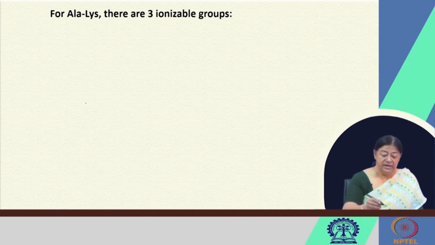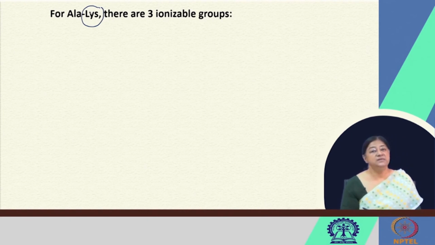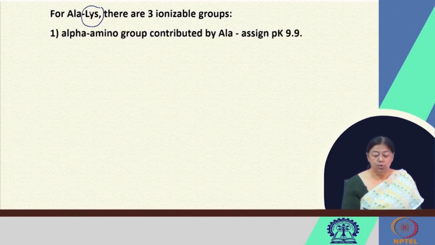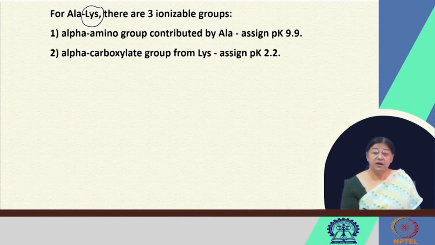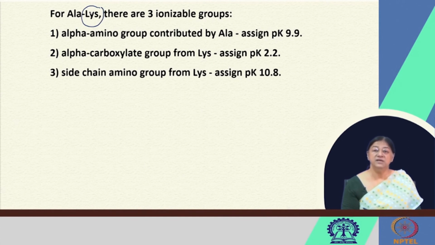And the third one is because lysine itself, being a basic amino acid, has an ionizable group as well, an ionizable side chain. So, we have an alpha amino group that is contributed by the alanine. We have a pK of 9.9 for that. The alpha carboxylate group from lysine, because the way we have written the dipeptide means that the lysine forms the C terminus. In addition to that, we have a side chain amino group from lysine and we have a pKa associated with that.